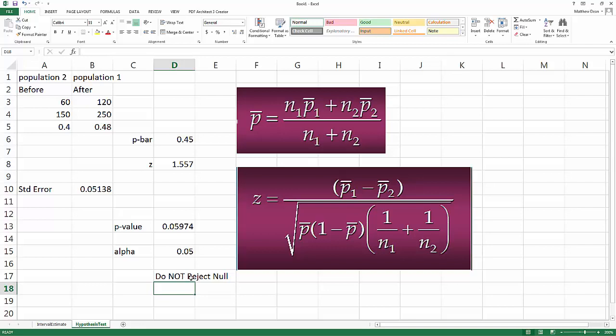So that finishes up looking at proportions for two independent samples, assuming the sample sizes are large enough and all that fun stuff. We looked at interval estimates, which are two-tailed, a point estimate plus or minus the margin of error. And we looked at a hypothesis test using a one-tailed test, where we're interested in whether or not it increased awareness. So hopefully that helps you with some more understanding of section 10.4 from the textbook.